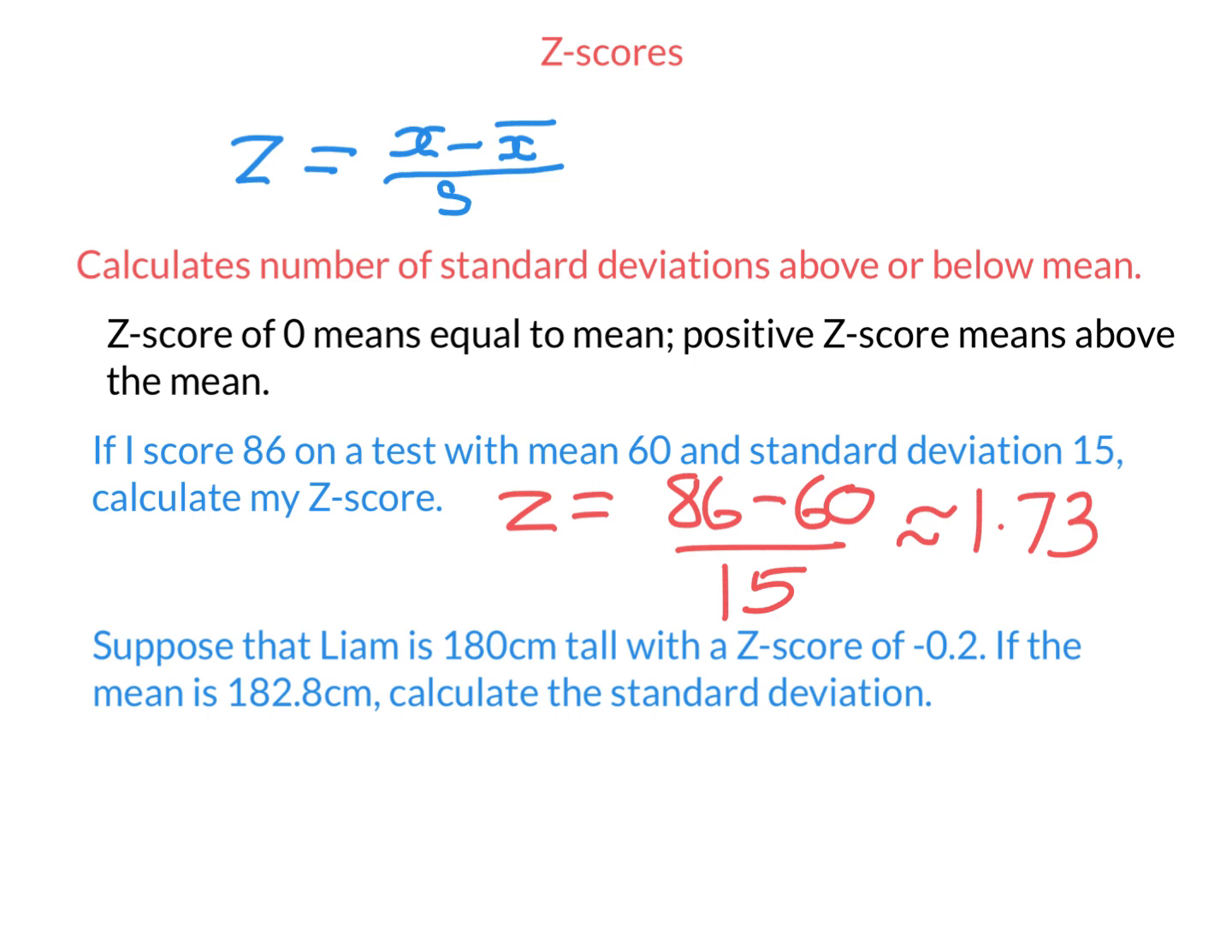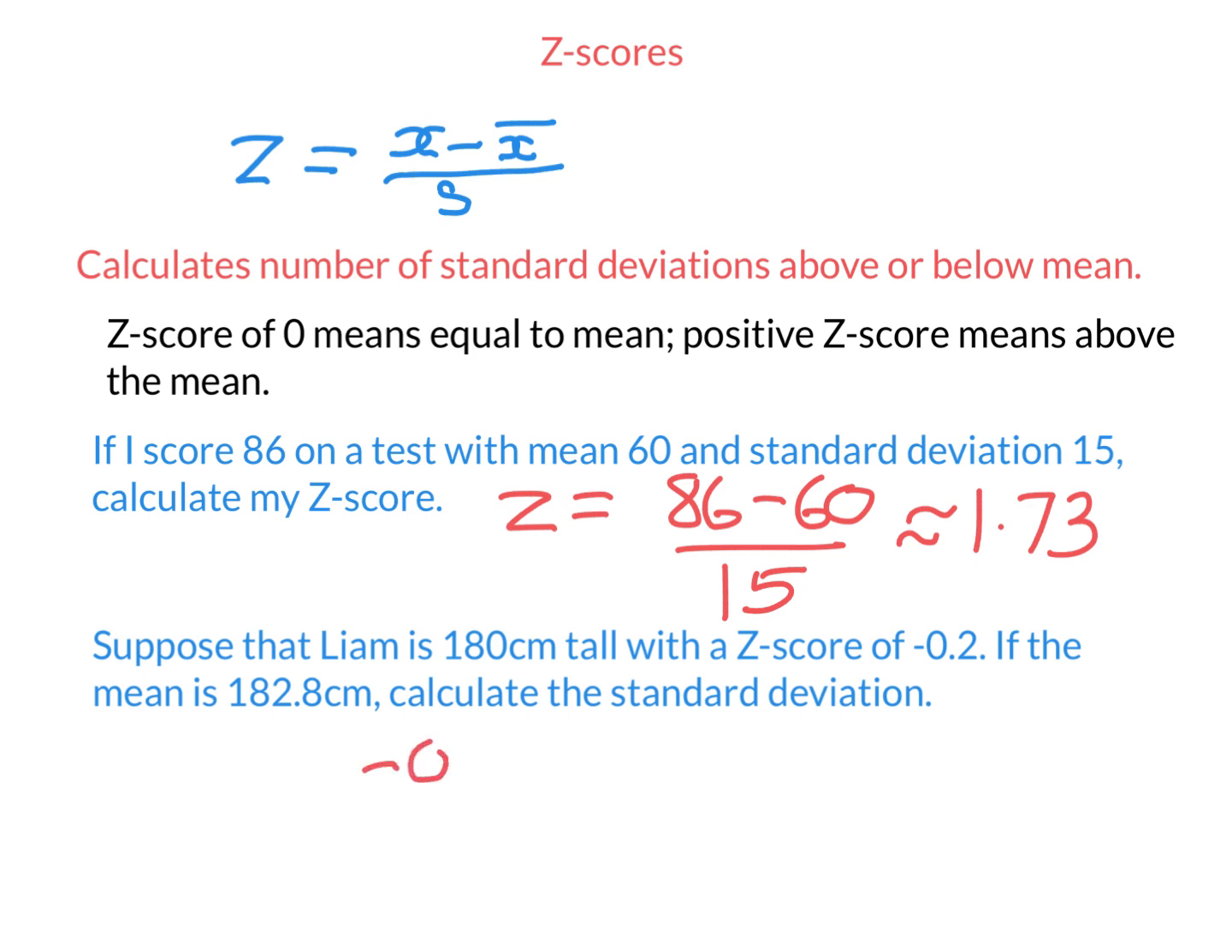All right, let's look at a question in which we manipulate the formula. Suppose that Liam's 180 centimeters tall and the z-score of his height is -0.2. Let's say that's compared to all Australian men. If the mean is 182.8, calculate the standard deviation. So we're calculating the standard deviation of heights. We're still going to use this formula.